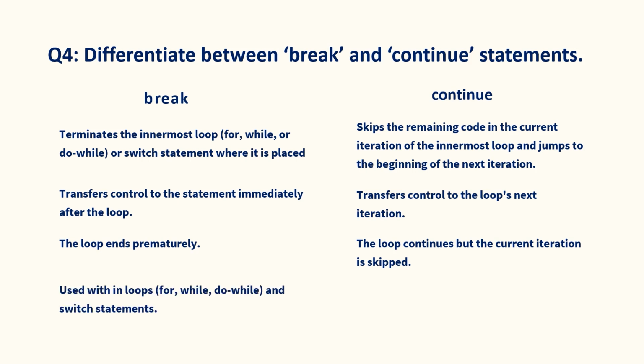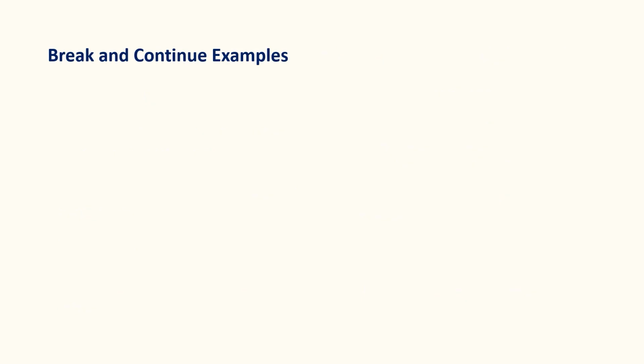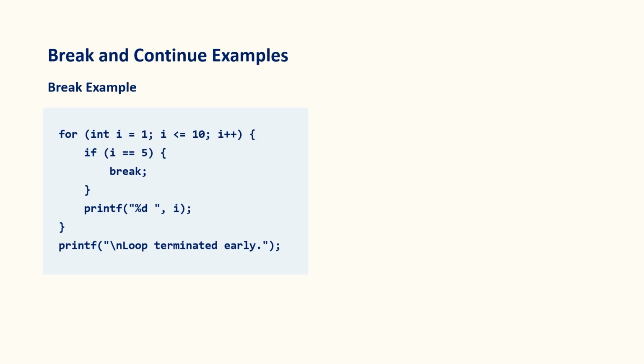The break statement is used within loops and switch statements. The continue statement is used exclusively within loop constructs. First, let's look at an example of the break statement. We have a for loop set to execute 10 times, iterating from 1 to 10.